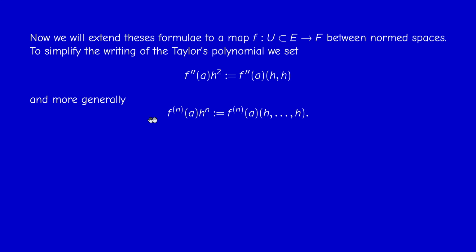And so more generally, we use this notation. The nth order derivative of f at a, if it exists, is actually a symmetric multilinear map with n variables. When all the variables are replaced by the same variable h, we get h n times. So instead of writing this, we write h to the n. So h to the n is an element in E to the power n, where all the components are the same, because here all the variables belong to the same space, which is E.